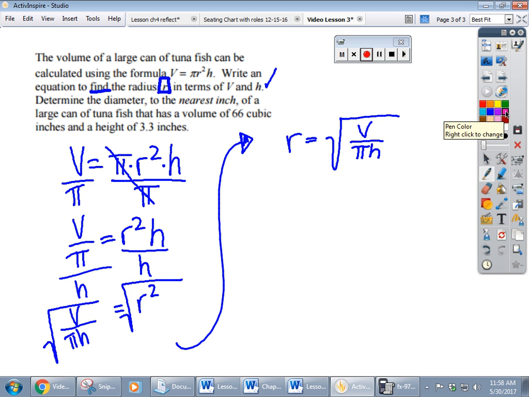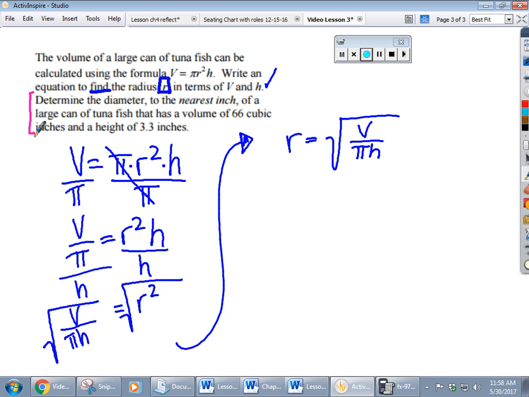I'm going to change my color here, and now we're going to look at this second part. It says determine the diameter to the nearest inch of a large can of tuna fish that has a volume of 66 cubic inches and a height of 3.3 inches. Underlining my important information here, they give me a height and a volume. Some of us might not know what a diameter is. That's okay. The one thing you do need to know is that a diameter is equal to 2 times the radius, which is what we have right here.